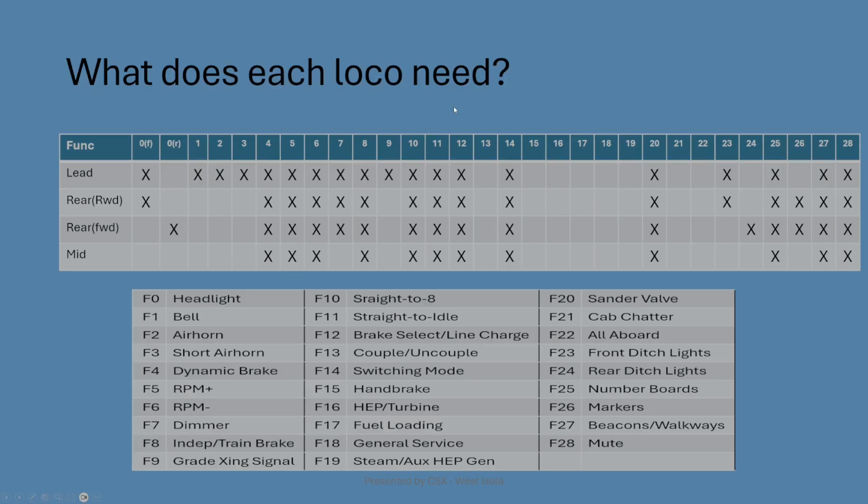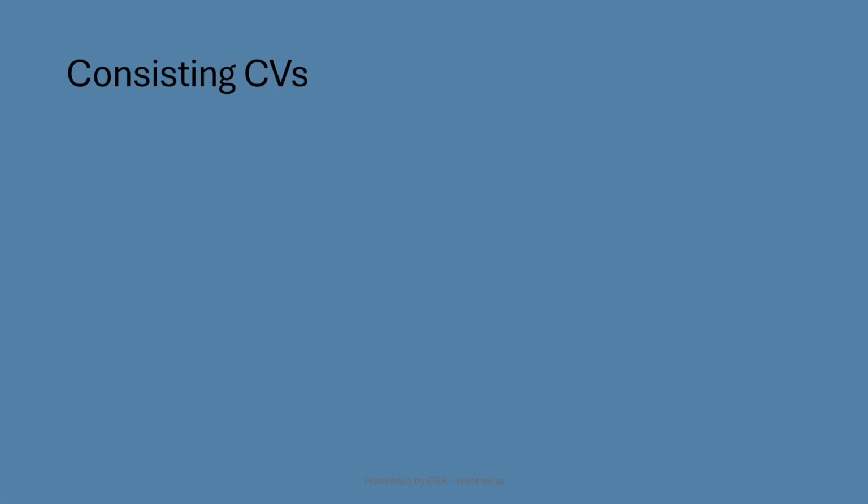So moving on then, once we have this, what do we do with them? Well, on decoders, there are things known as the consisting CVs. I'm going to be looking at Soundtrax's ones. I'm guessing ESU have got them, but with different numbers, because these aren't part of the standard. So let's have a look at them.